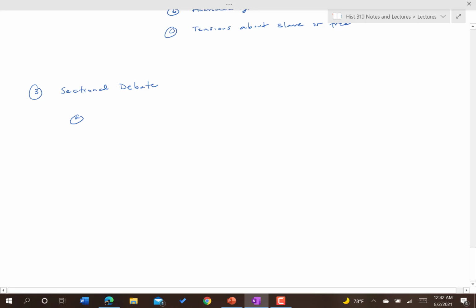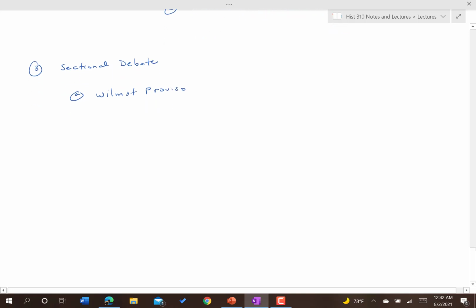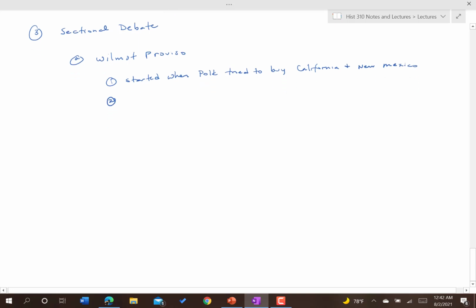So with the sectional debate, one of the things that had already come up was the Wilmot Proviso, and this started when Polk tried to buy California and New Mexico. Because obviously there was clear intent and interest in this region, there were already tensions emerging from this. And he actually had gone to Congress to ask for money to purchase with peace.